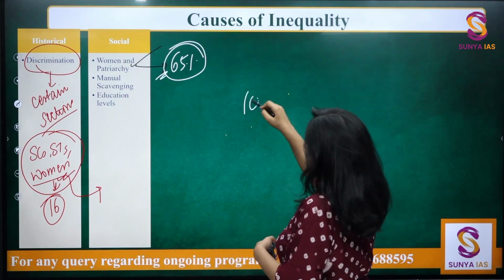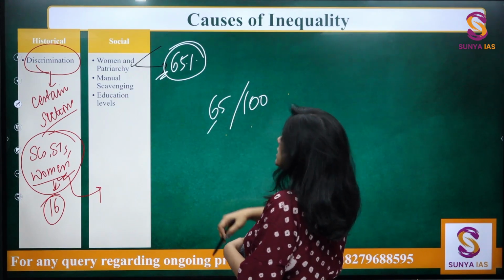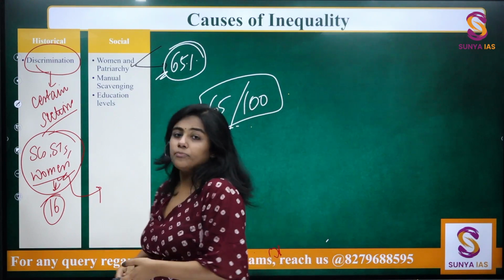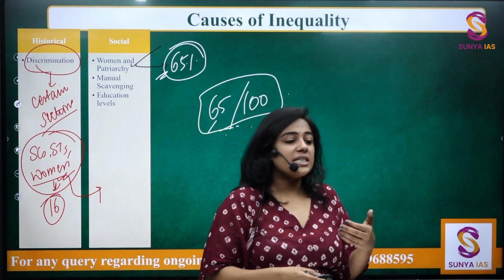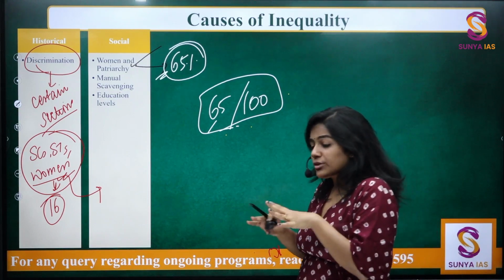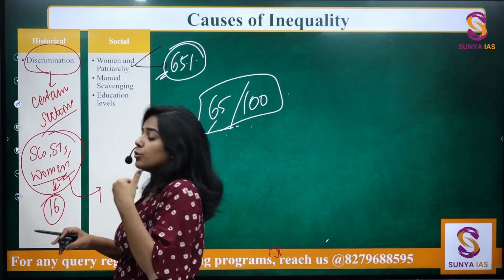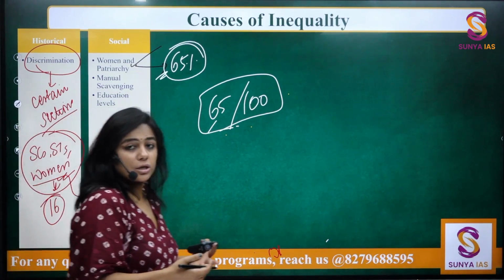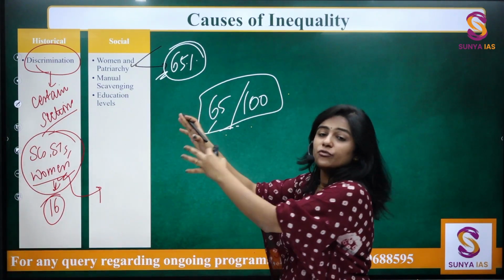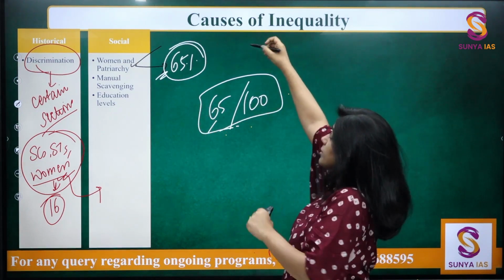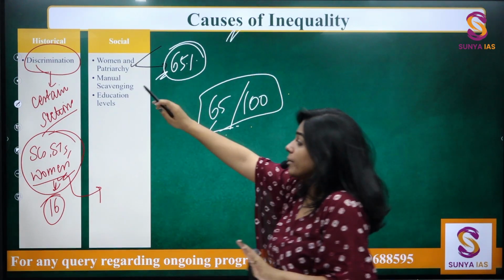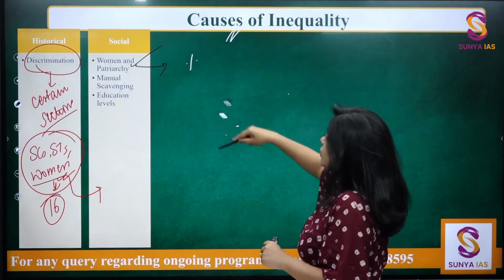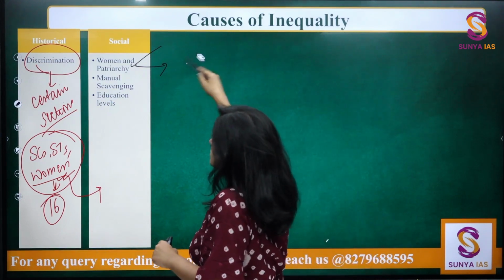So out of every 100, only 65 women are literate, right? This creates a big problem. When you don't have basic literacy, you are restricted to certain professions, you are restricted to certain social structures which you cannot breach. And that is the social reason for income inequality. Right now we are talking about reasons, causes of inequality, just remember. So these are the social causes of inequality. 65% of women only being literate.